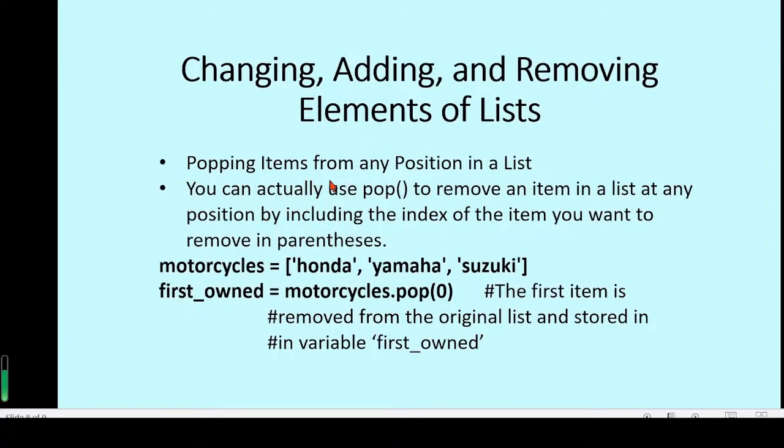And popping items from any position in a list. You can actually use pop to remove an item in a list at any position by including the index of the item you want to remove in parentheses. So this is the list with 3 motorcycles. So we can pop 0. So the first item is removed from the original list and stored in variable called first_owned.